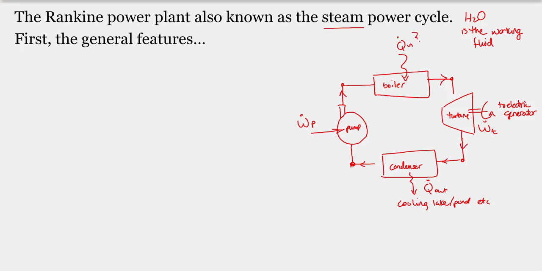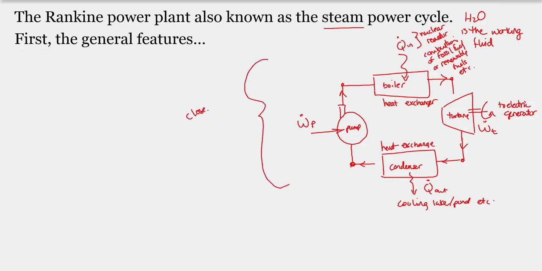Again, this heat source: nuclear reactor, combustion of fossil fuels or renewables. Cool. So again, boilers and condensers are heat exchangers. So we already went through our analysis of what are the simplifying assumptions associated with heat exchangers. And the entire thing is considered a closed loop.